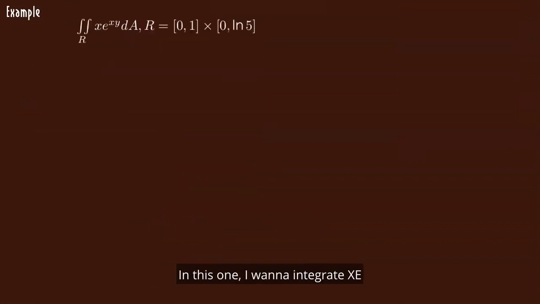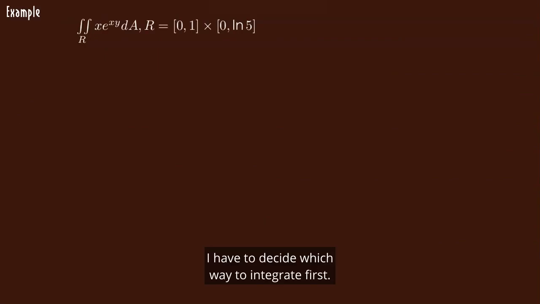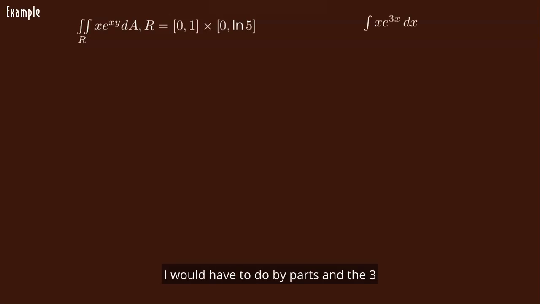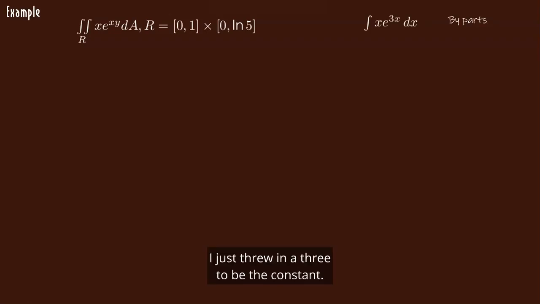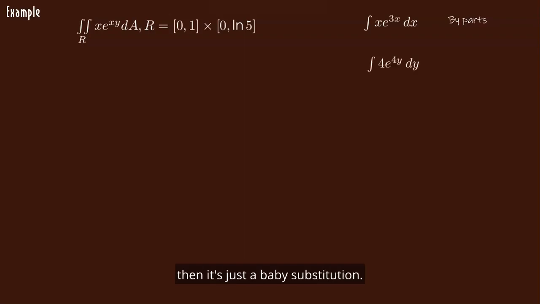Let's try another one. In this one, I want to integrate x e to the xy dA, where R is [0, 1] cross [0, natural log of 5]. I have to decide which way to integrate first. Well, if I integrate this with respect to x, I would have to do by parts. The 3 just is standing for the y, to emphasize that the y is a constant. I just threw in a 3 to be the constant. If I integrated with respect to y, then it's just a baby substitution.